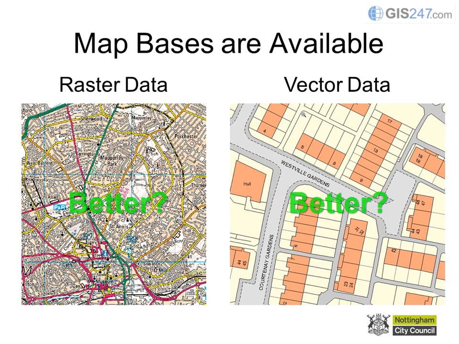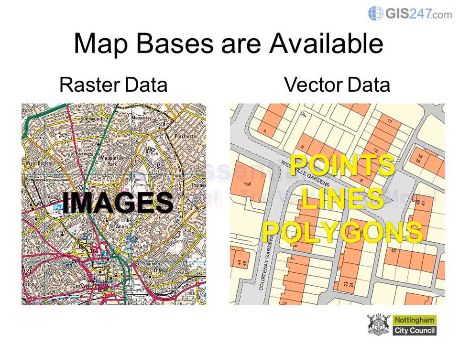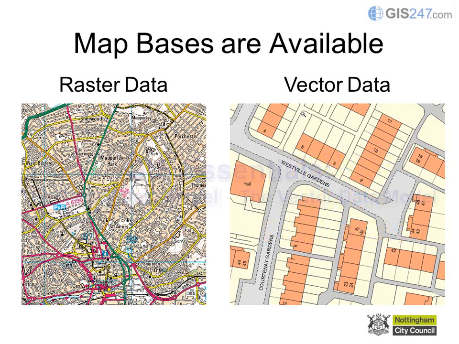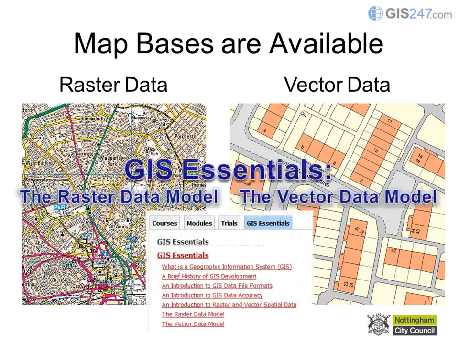In summary, raster data is made up of images, whereas vector data comprises lines, polygons and points. Vector datasets contain attribute tables as well. More information on what is raster data and vector data and the differences between them can be found on the GIS 24/7 GIS Essentials presentations, which are titled The Raster Data Model and the Vector Data Model.